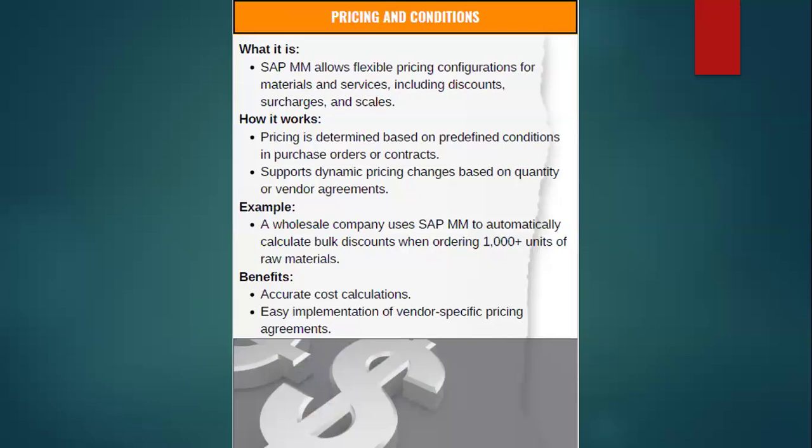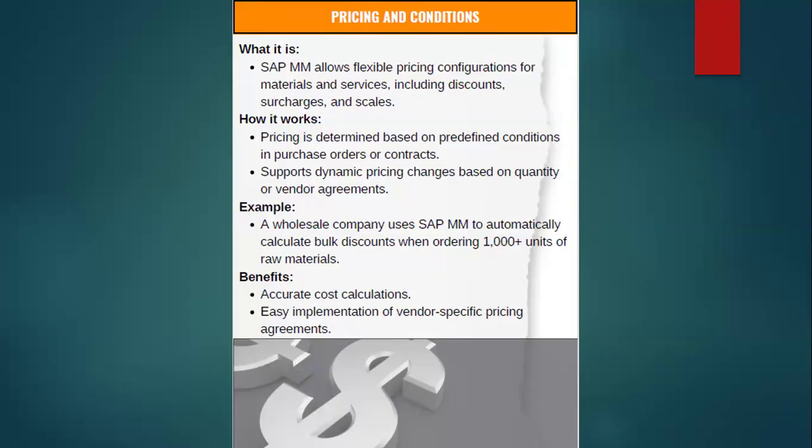Okay. So now coming to pricing and conditions. So what is it? SAP MM allows flexible pricing configurations for materials and services, including discounts, surcharges, and sales. So how does it work? Pricing is determined based on predefined conditions in purchase orders or contracts. It supports dynamic pricing changes based on the quantity or vendor agreements.